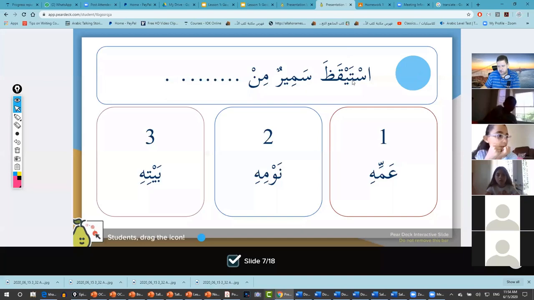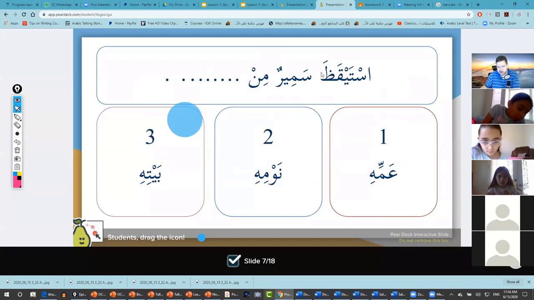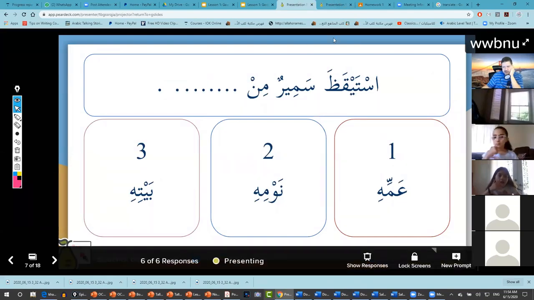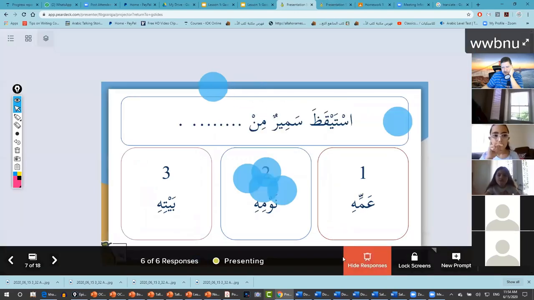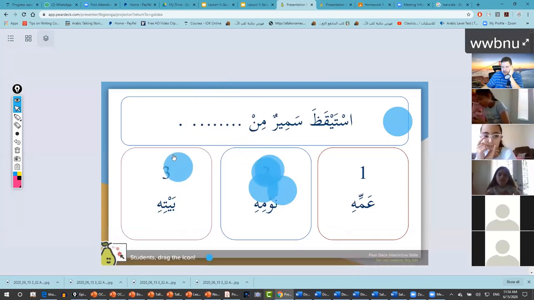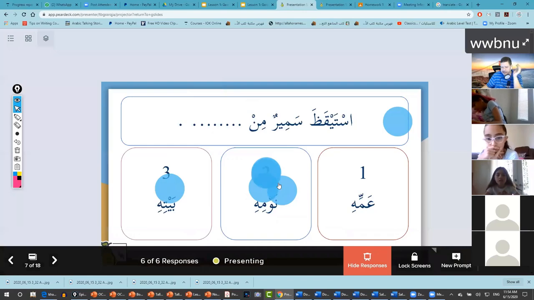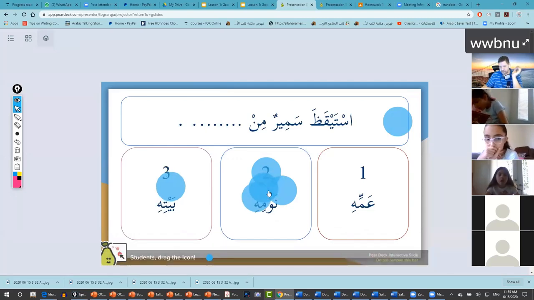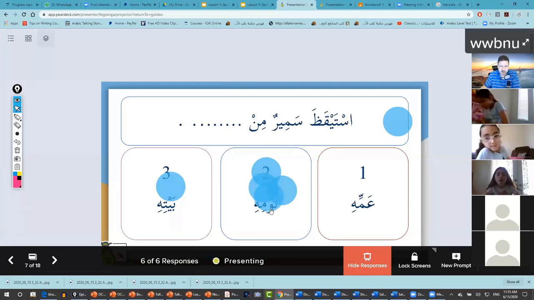Okay, we'll do it later. Nomihi. Put the circle in the right answer. The circle here, move it to the right. If you think this is the correct one, put it here or here or here. 5 seconds left. I'm going to show answers in 3, 2. Okay. So please don't move it. Put the circle, yeah, Adam, and don't move it. Choose one and don't move it. So we have نومه. استيقظ سمير from his home? No, from his sleeping. استيقظ سمير من نومه. Right? So the correct answer is number 2.